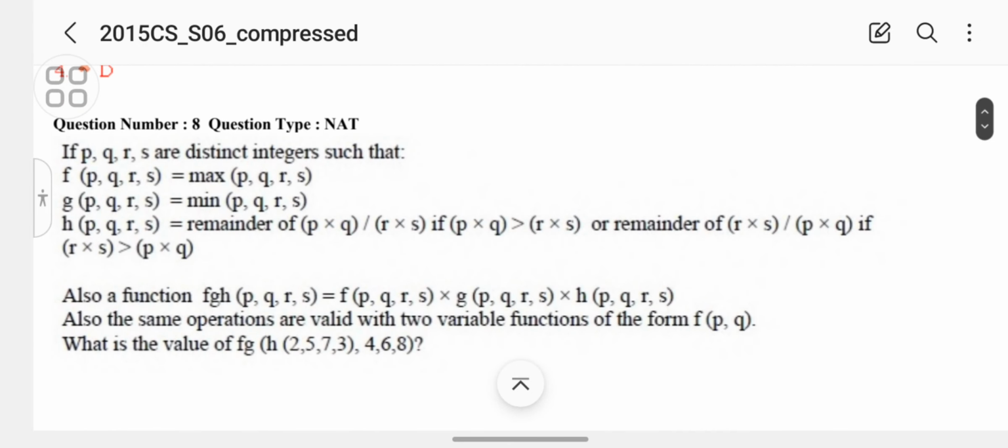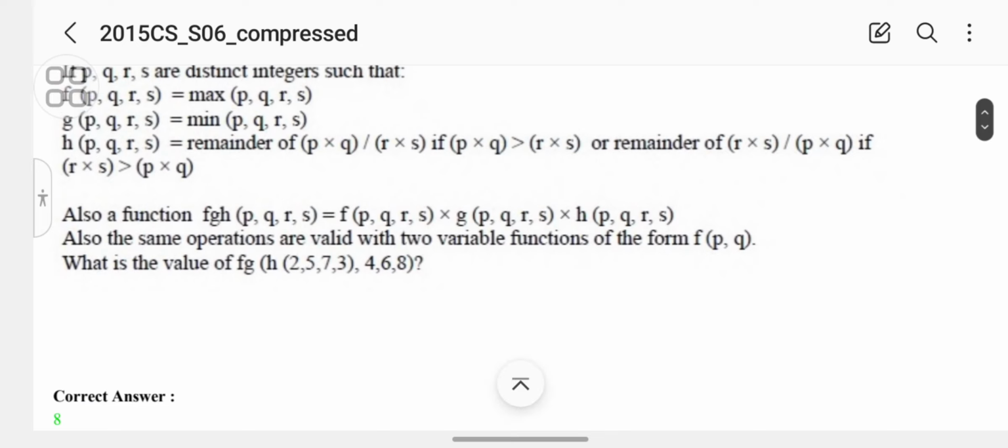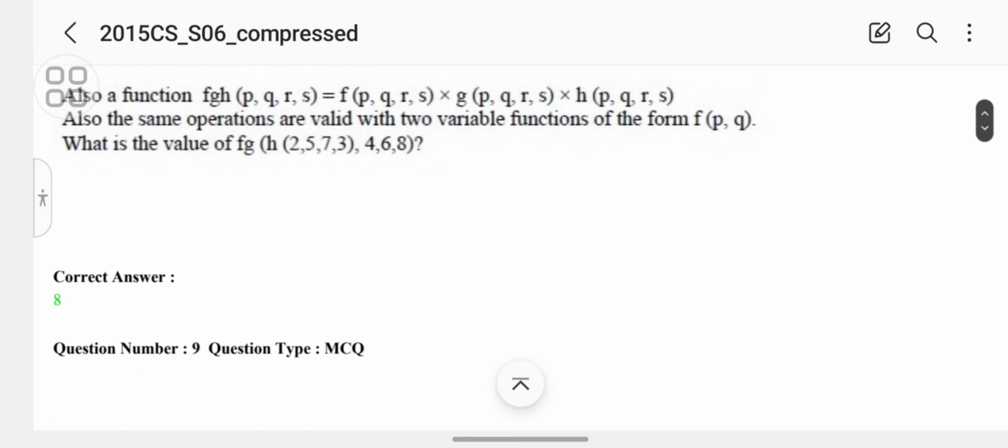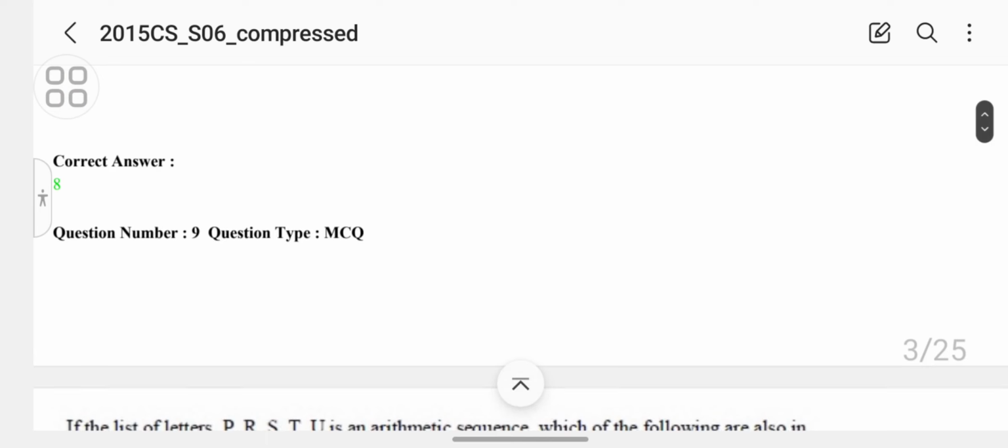Question number 8 is numerical type again. If P, Q, R, S are distinct integers such that this expression, right, also a function f(g, h) equals to this, also the same operation are valid with two variable functions of the form of PQ. What is the value of f(g, h)? 2573 2468. So for this, our answer will be 8.